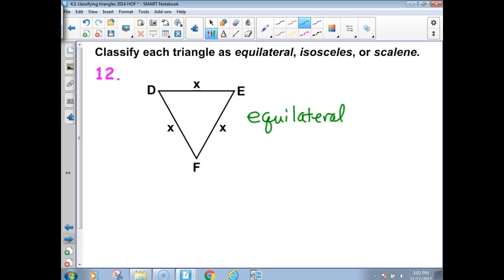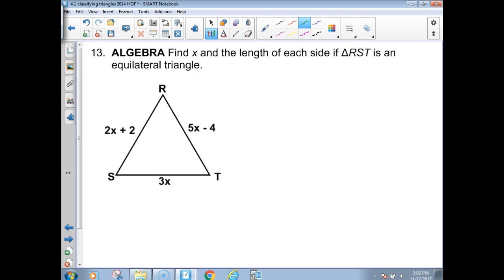Now you're turning the page, and we're going to do some algebra. What gets confusing to kids here is it says it's an equilateral triangle. That means that all the sides are the same length. We need to solve for x and find the length of each side.